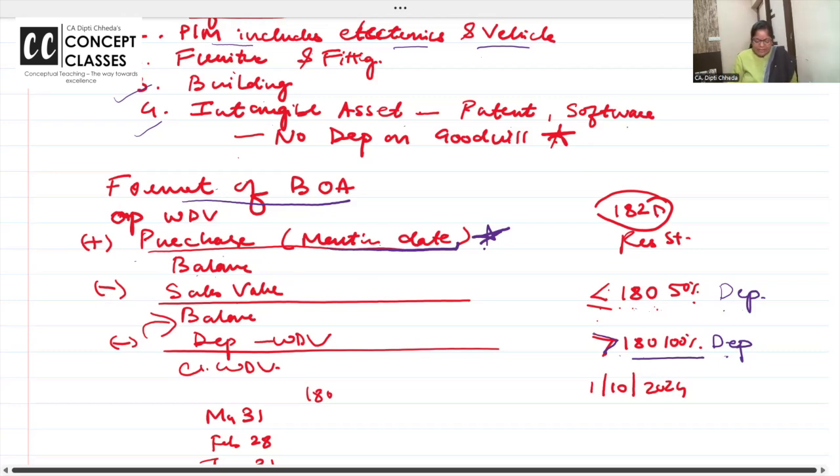The balance you get is the sale value. In the year of sale, no depreciation. Ma'am, but I have sold the asset on February 25. I used it for 11 months. No problem. In the year of sale, in accounts we charge depreciation. In income tax, no depreciation. And then you get the balance. On this, you are charging depreciation. That's why.